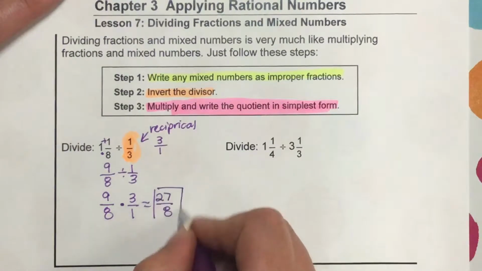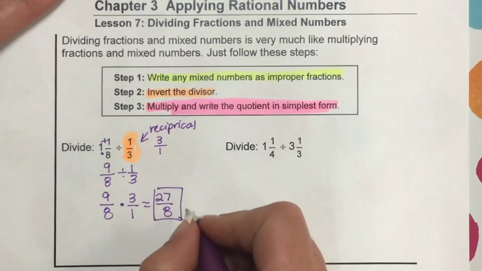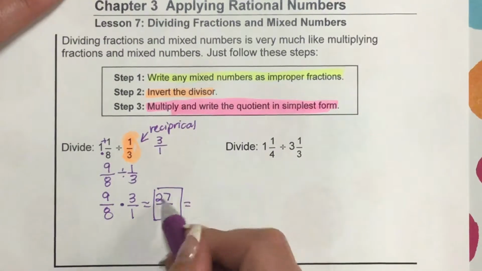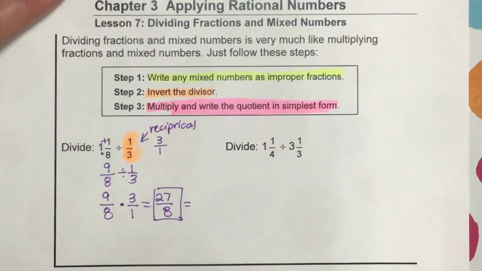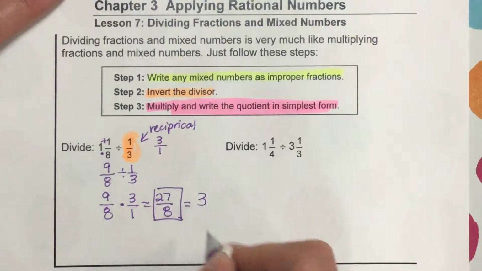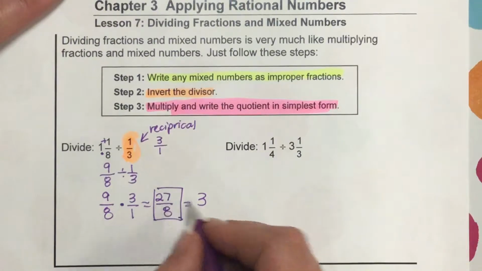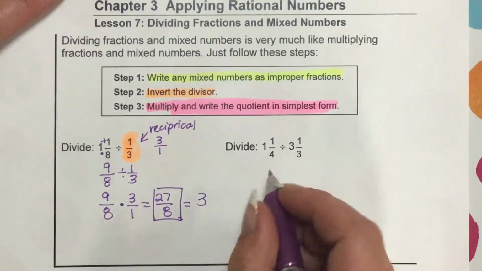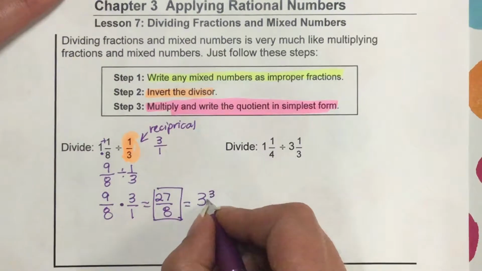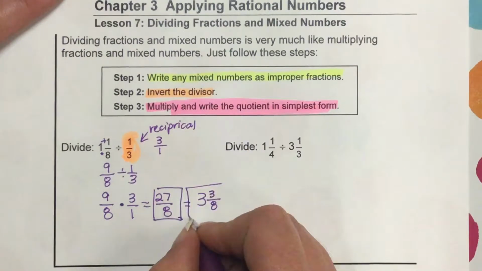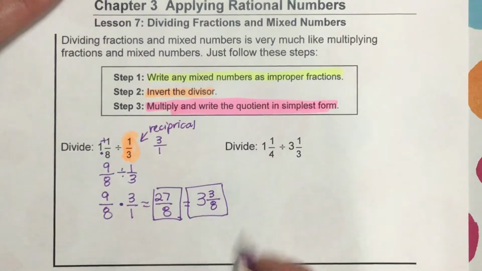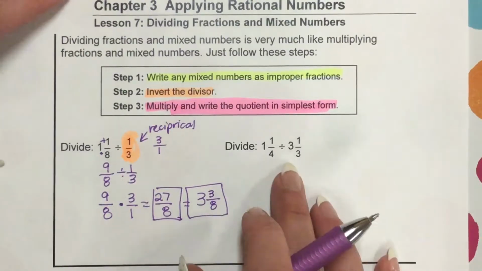So that is our answer, but we could write this as a mixed number. 8 goes into 27 3 times, because 8 times 3 is 24, and there would be 3 left over between 24 and 27. So it would be 3 and 3/8 as the mixed number. So perfect. Let's go ahead and try it over here.